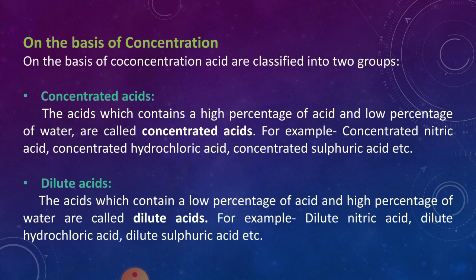So the examples will be the same for both concentrated acids and dilute acids. We just have to put one word before the name of the acid, concentrated or dilute. Suppose we are taking the example of nitric acid. If the amount of acid is much more as compared to water, then it will be concentrated nitric acid. And if the amount of acid is low and water is present in a high percentage, then it will be dilute nitric acid.